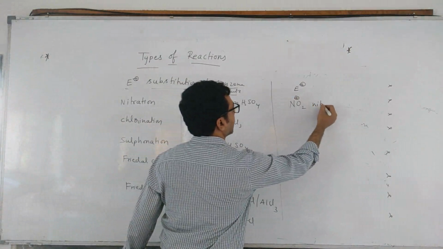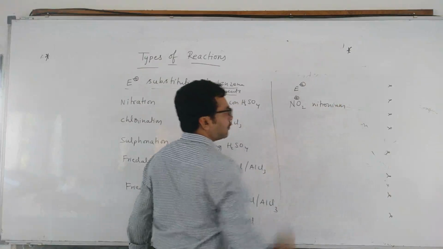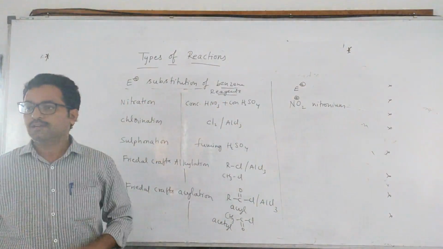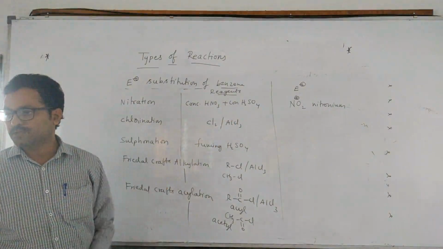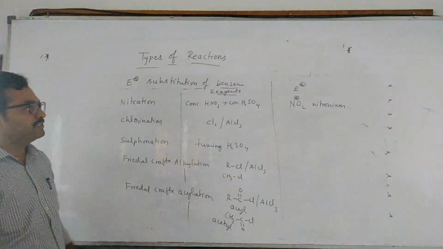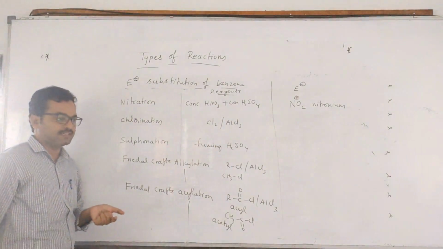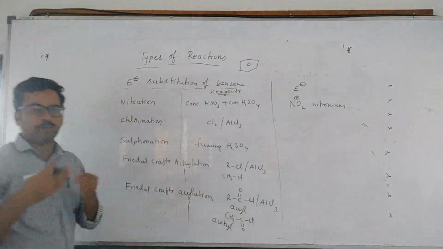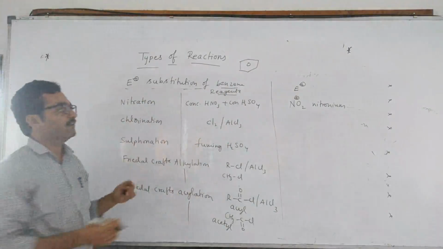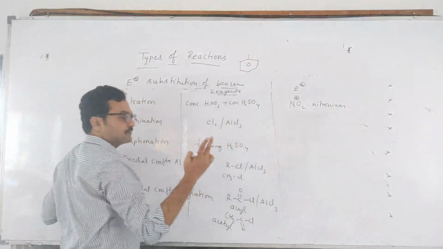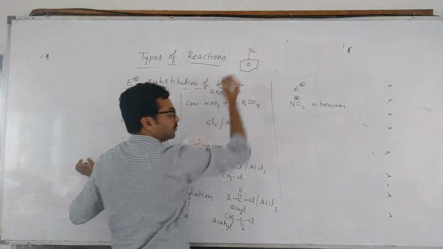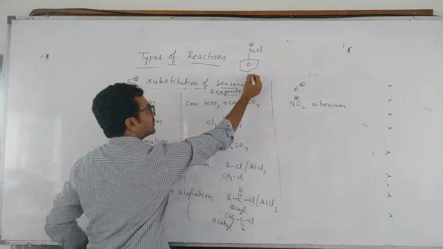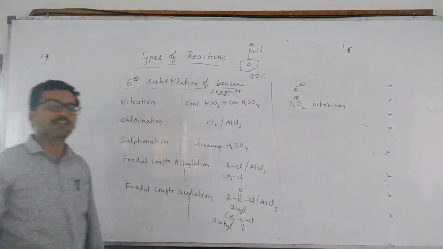What is this? Nitronium ion. Onium means positive charge. Carbonium, carbon bearing a positive charge. Nitronium, nitrogen bearing a positive charge. Benzene diazonium chloride, BDC, means what? Benzene ring. In chemistry, if you spell every word properly, the meaning is there itself. Benzene, di means two. Aza means what? Nitrogen. Onium means what? Positive charge. Chloride. This is called BDC, benzene diazonium chloride.